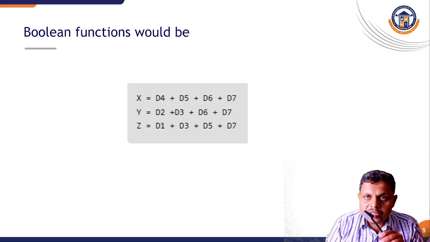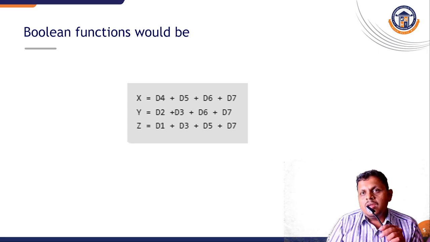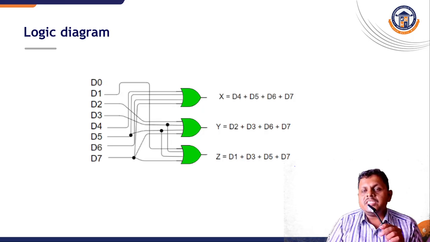So by using these operations, the Boolean functions can be written as x equal to d4 plus d5 plus d6 plus d7, and y equal to d2 plus d3 plus d6 plus d7, and z equal to d1 plus d3 plus d5 plus d7. So these are the Boolean expressions in written form. And this is the logic diagram.